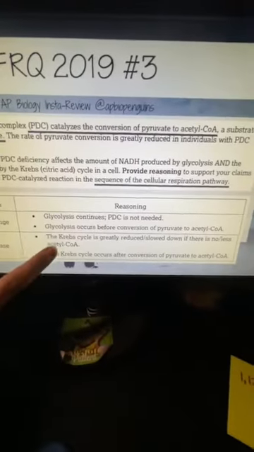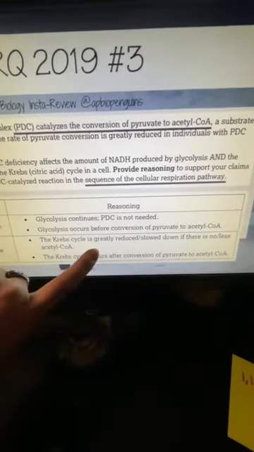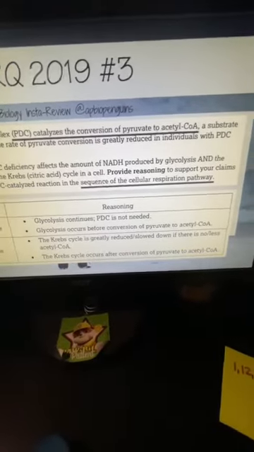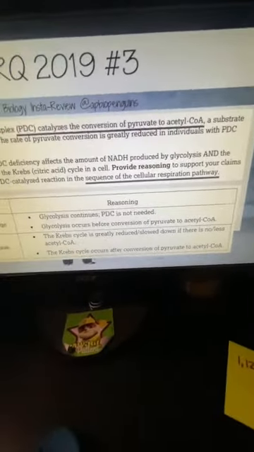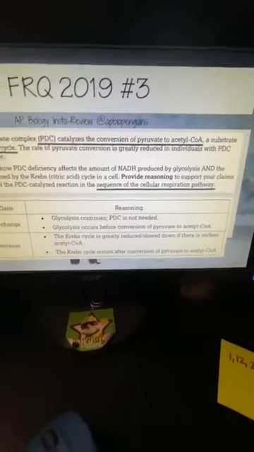And then you would see a decrease in the Krebs cycle because this pathway is going to slow down, right? So we're going to see this greatly reduced, slowed down, since there will be less acetyl-CoA. Since you have no acetyl-CoA to go into the Krebs cycle, you will see a decrease in this process, okay?